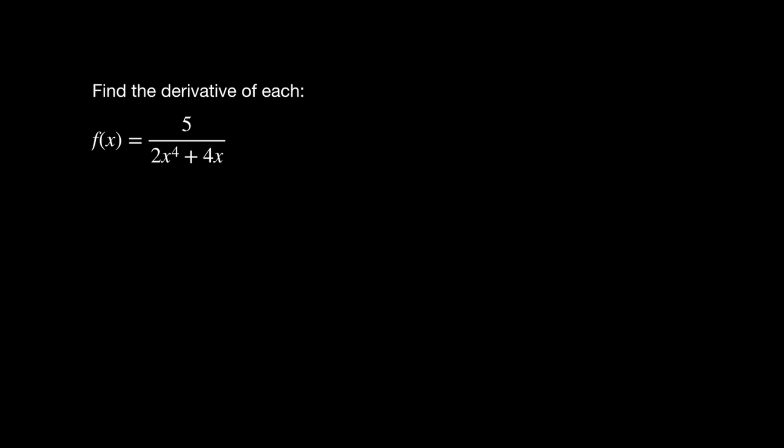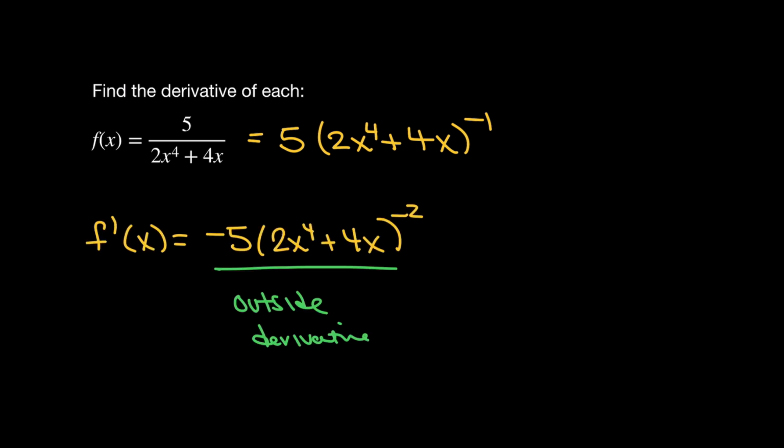Now, if I wanted to, I could do this problem using the quotient rule. There would be nothing wrong with that. I definitely could use a quotient rule. But we can actually rewrite this as 5 times that denominator, 2x to the 4th plus 4x to the negative 1. And when I rewrite it in this form, this is now a chain rule problem. To find my outside derivative, I bring the negative 1 down. That gives me a negative 5, and the exponent becomes a negative 2.